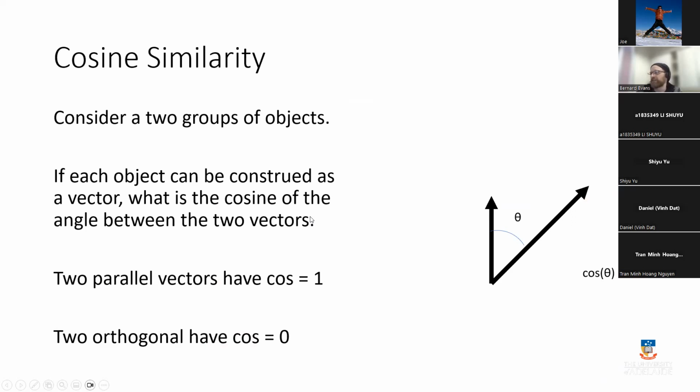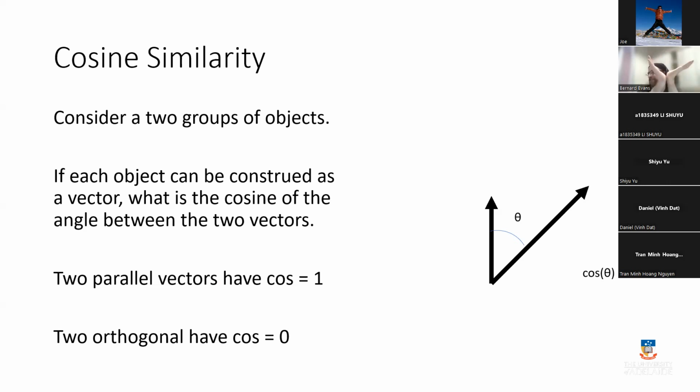You can go and Google it. It's not very complicated. The idea is that you've got 2 groups of objects, and if each group can be construed as a vector, what is the cosine of the angle between the 2 vectors? If the angle between the 2 vectors is nothing, the cosine will be 1, right? And if it's pointing the opposite direction, it will be -1. So that'll be the opposite of similar.